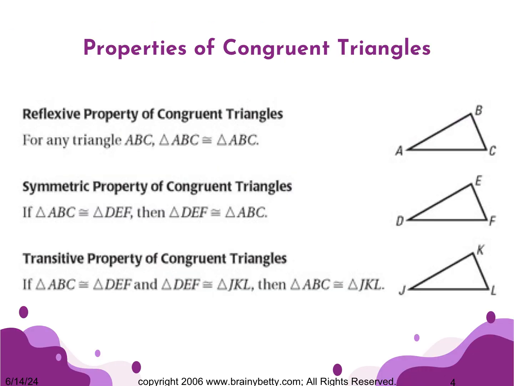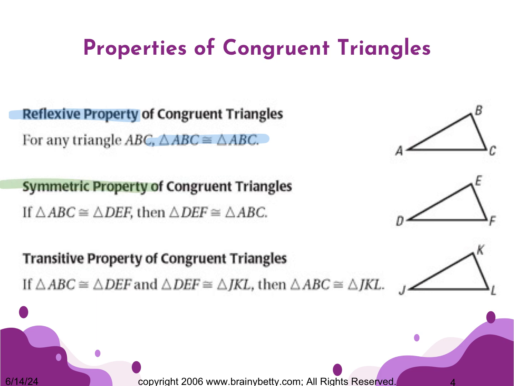All right, properties of congruent triangles. We've seen these before. There's nothing new, except instead of saying reflexive property of angles, now we're dealing with triangles, so congruent triangles. Looking at this one, I have reflexive property of congruent triangles, which just means they're the same thing. Triangle ABC is congruent to triangle ABC.